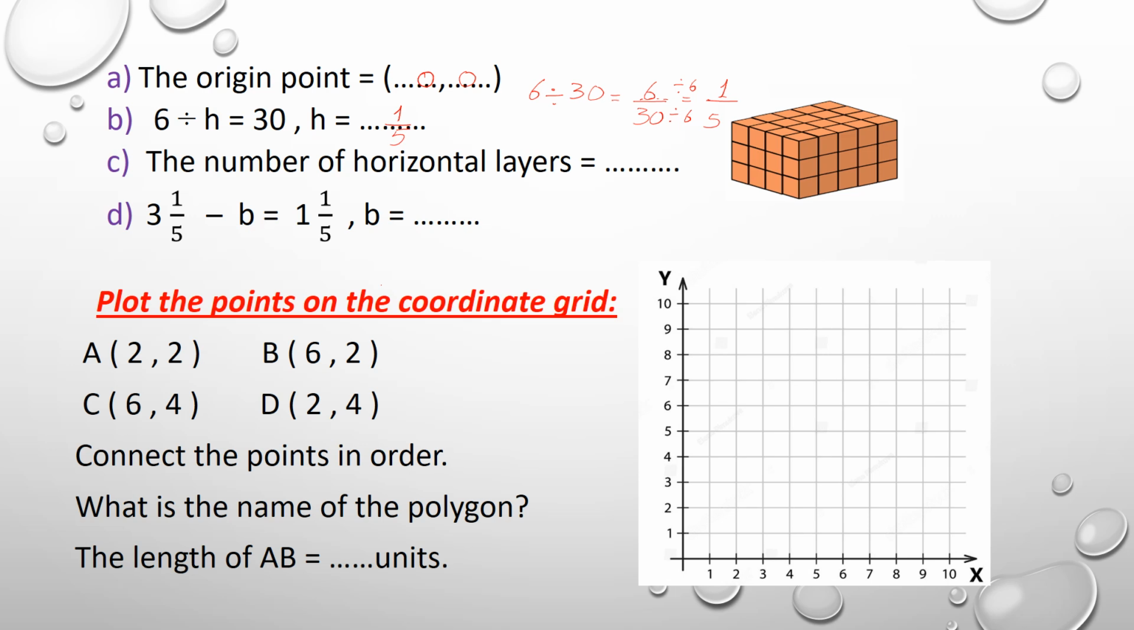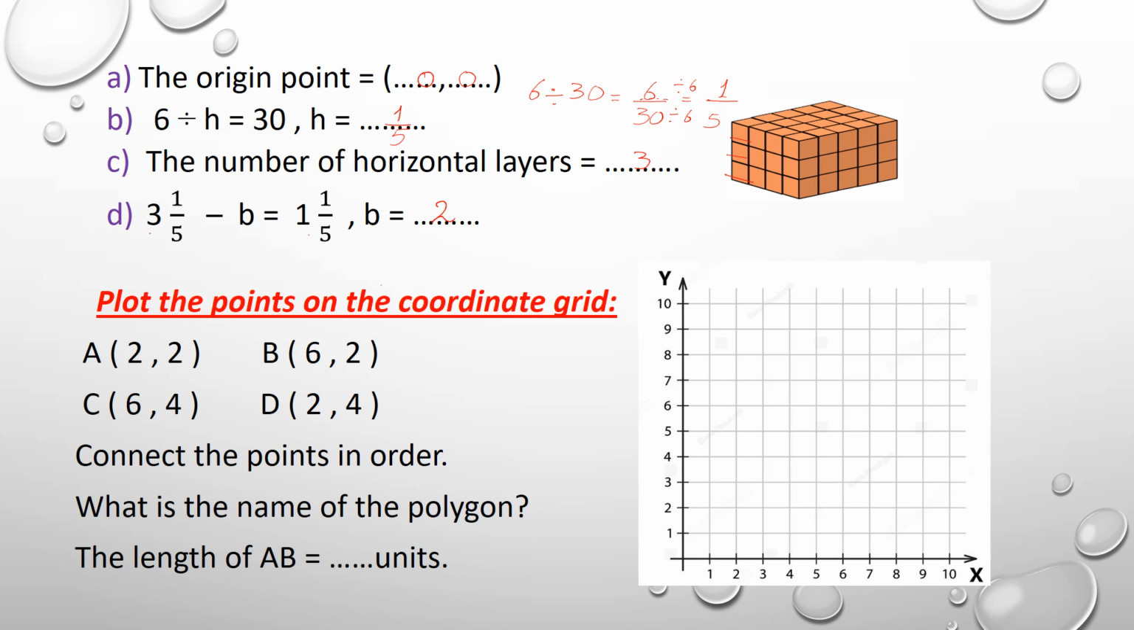The number of horizontal layers, count with me: 1, 2, 3. 3 horizontal layers. 3 and 1 over 5 minus b equals 1 and 1 over 5. Here we will subtract 3 and 1 over 5 minus 1 and 1 over 5. Whole number minus whole number and fraction minus fraction. 3 minus 1, 2, and 1 over 5 minus 1 over 5, 0, so it's 2.